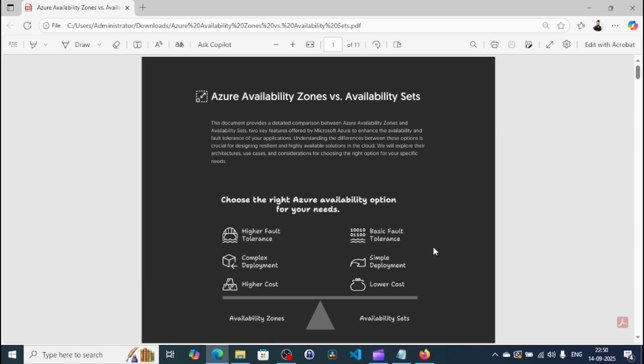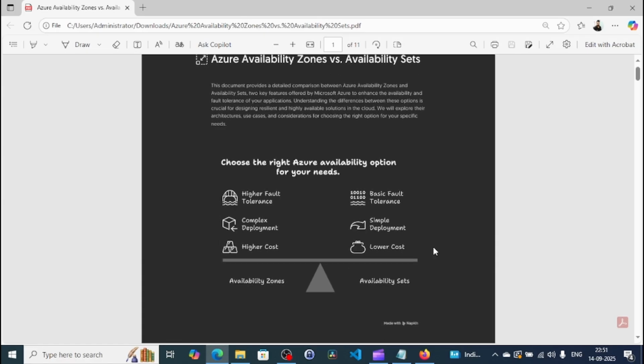These are designed to protect your applications from both localized hardware failures and broader data center level failures, depending on your design choice. By the end of the session, you will clearly understand the architectural concept behind availability sets and availability zones, how each option is implemented within the Azure infrastructure, practical scenarios where one is preferred over the other, and the design trade-offs, such as cost, complexity, and SLA guarantees that you must evaluate before choosing between them.